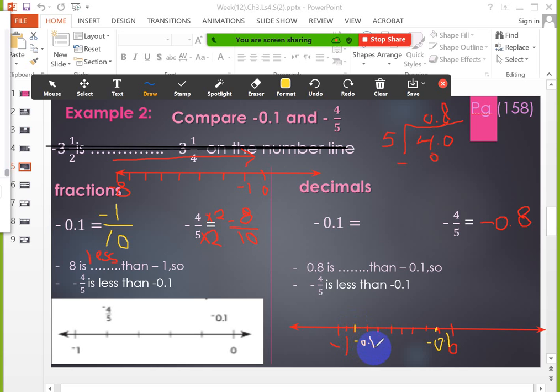Okay, which one is the greater? Oh, sorry, this is 8. Which one is the greater according to the direction? This is the direction. Of course, negative 0.1 is greater than negative 0.8, or negative 0.8 is less than negative 0.1. That means this number is less than this number, or negative 0.1 greater than negative 4/5. So I can choose any way I want. You can write it as a fraction, you can write it as a decimal.